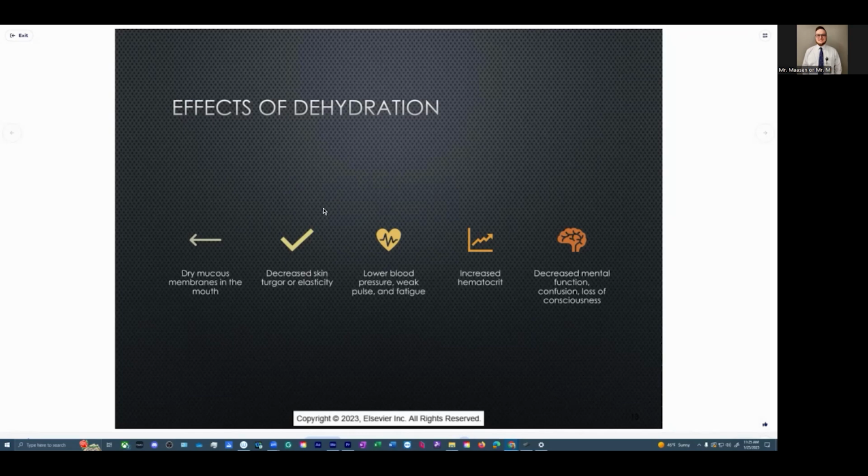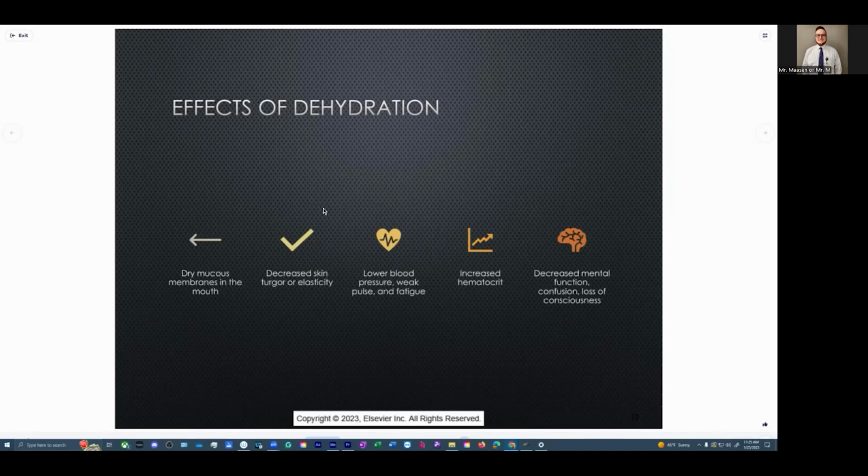Decreased skin turgor, or elasticity. If you didn't hear about skin turgor, what is it? You could do this at home right now. Take the back of your hand and pinch it up a little bit. Don't hurt yourself. That should snap back. It should be elastic. My skin should just snap back into place.